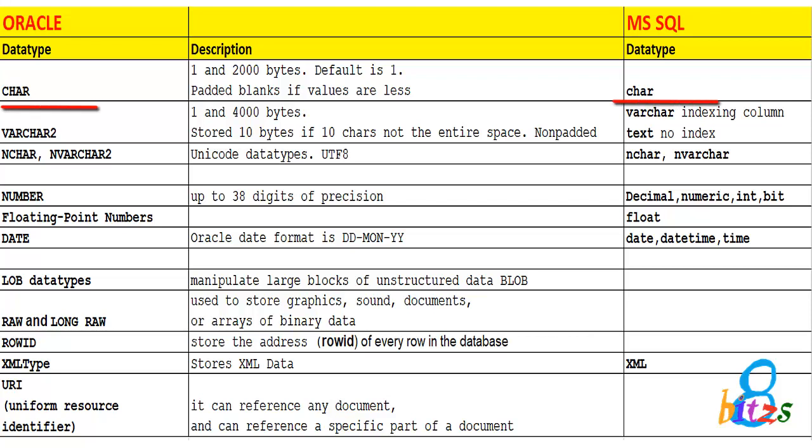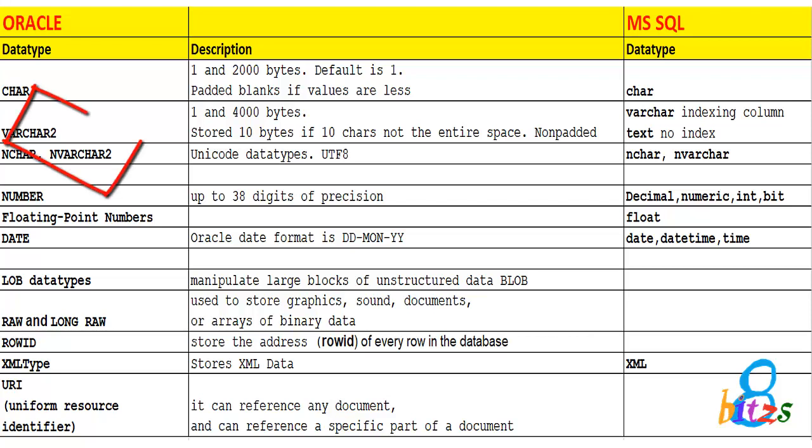Now the first data type is char, that means character. Character is supported the same in both databases, from 1 byte to 2000 bytes. By default, the value is 1 byte. The char data type uses padded blanks if the value is shorter than the length we specify. For example, if we create a char data type of 50 and there are fewer than 50 characters, then by default the database will pad with blanks until 50 characters.